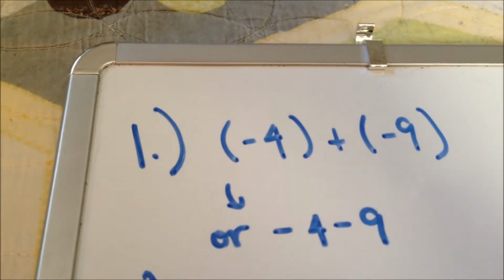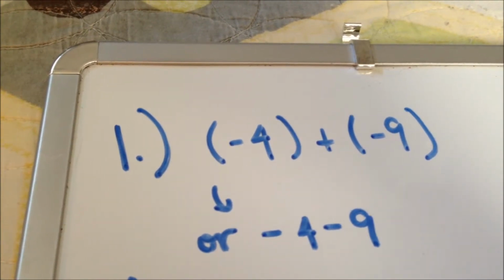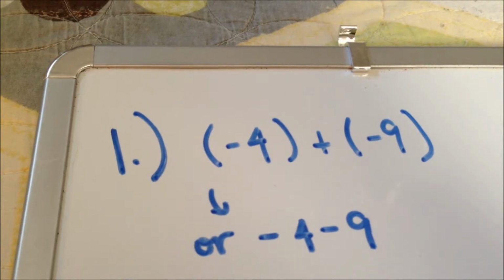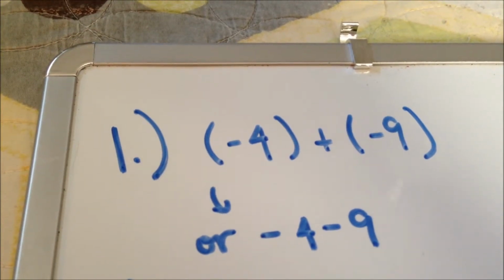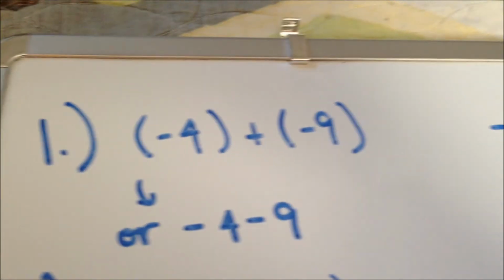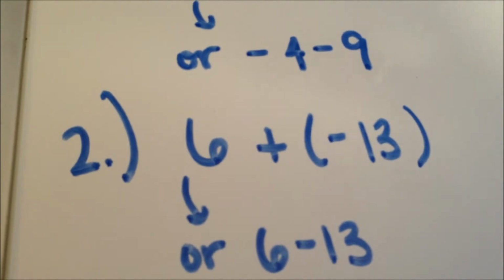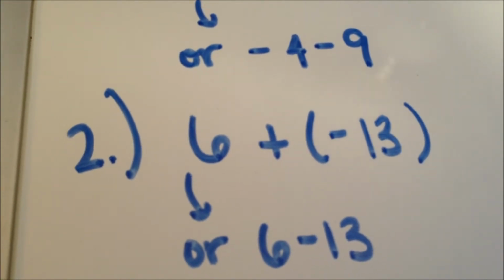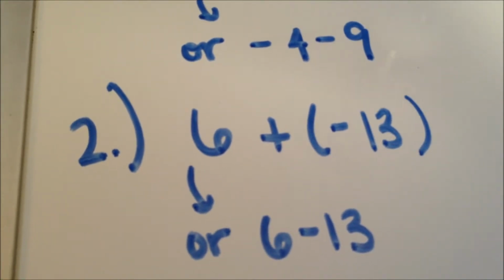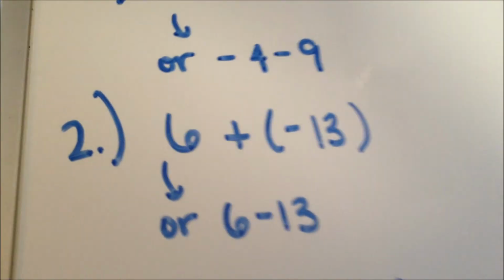Let's try some other examples. Negative 4 plus negative 9, or if you'd like to, rewrite it as negative 4 minus 9. The plus negative becomes a minus. They have the same sign, so same sign, sum, so you end up with 13, and it will be negative 13. 6 plus negative 13 or 6 minus 13, different signs, difference, so you subtract 13 minus 6, you get 7, but our answer is negative 7 because of the 13.